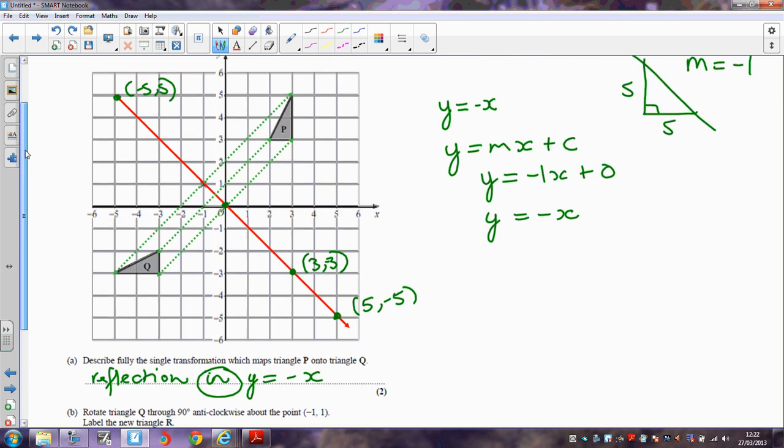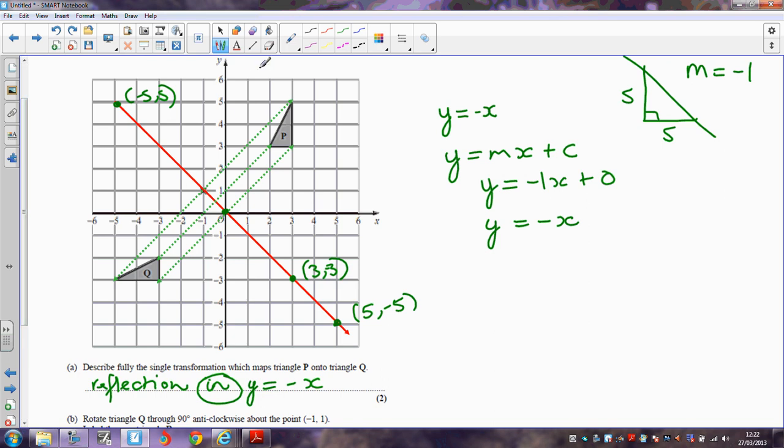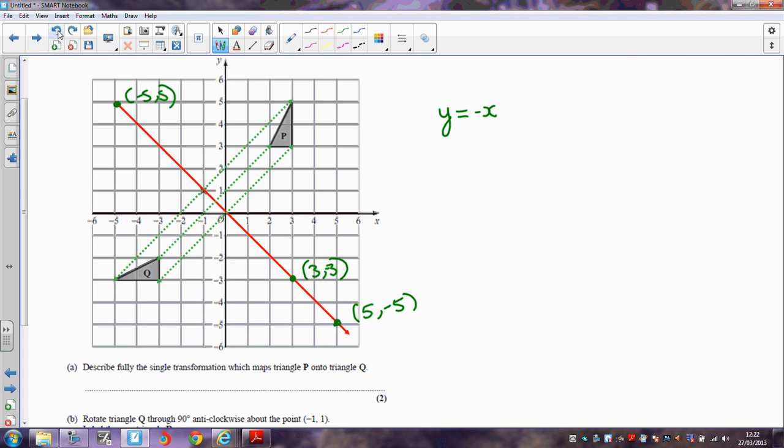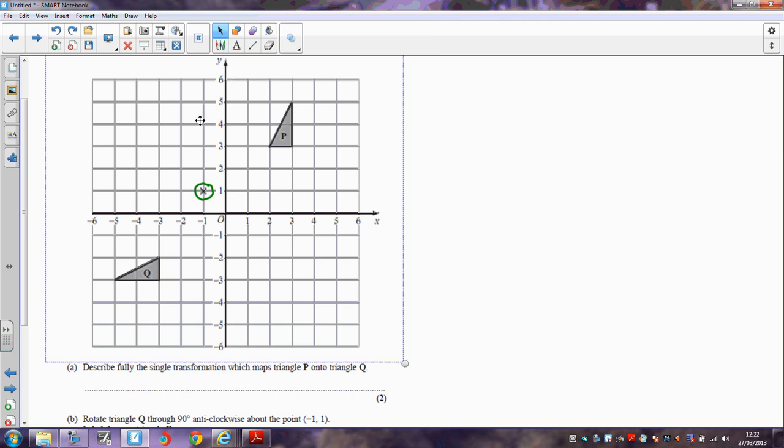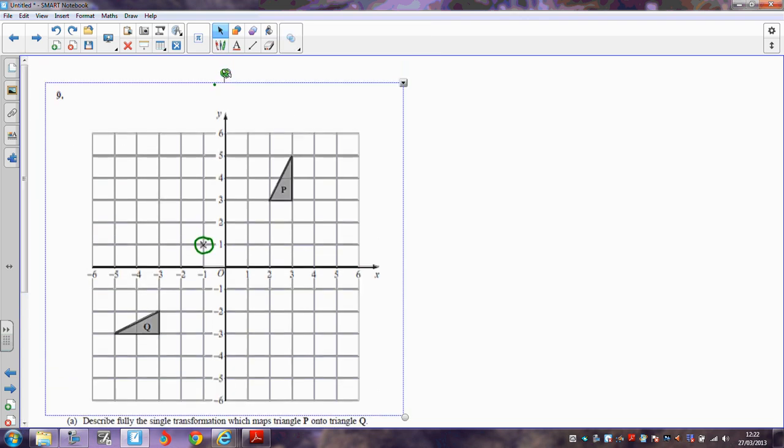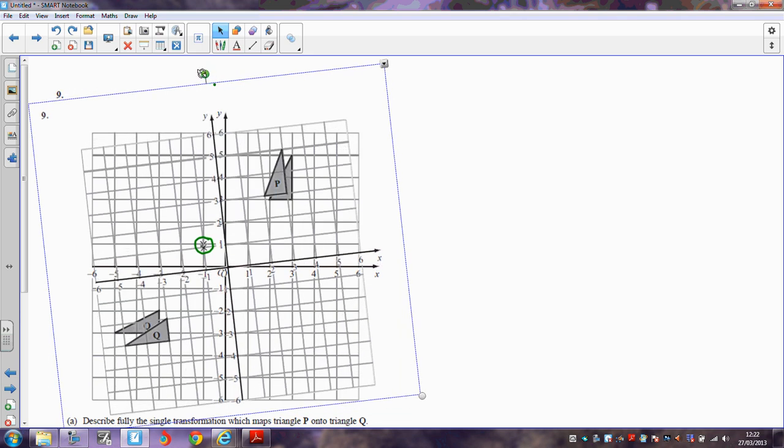Okay, I'm going to just get rid of everything here and undo everything. The question then says, rotate triangle Q through 90 degrees anti-clockwise. So we're going to rotate triangle Q through 90 degrees anti-clockwise about this point here. I'm going to attempt to do this by rotating the shape that I have cloned. So that's in this direction.